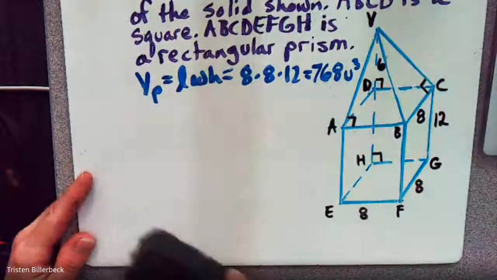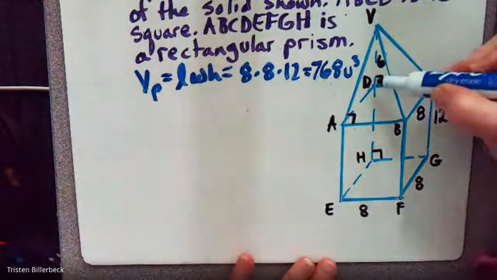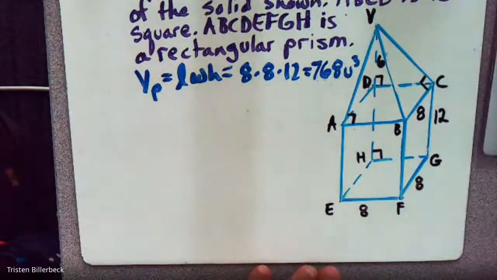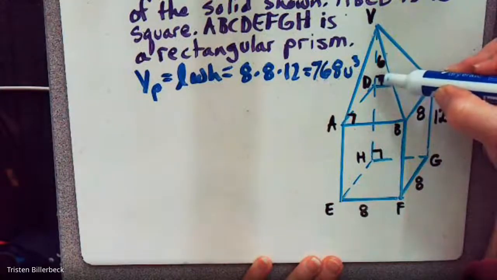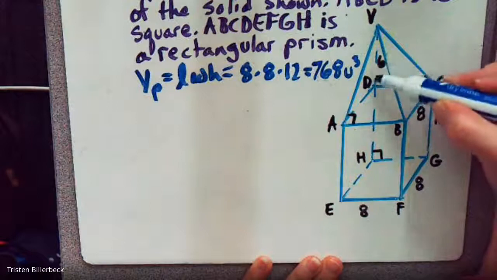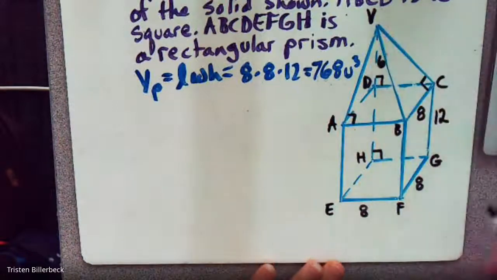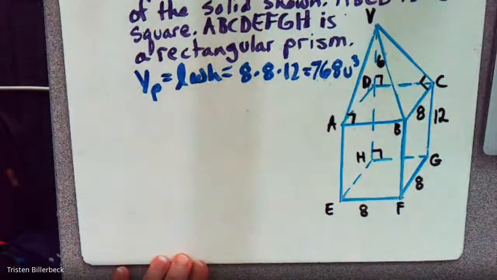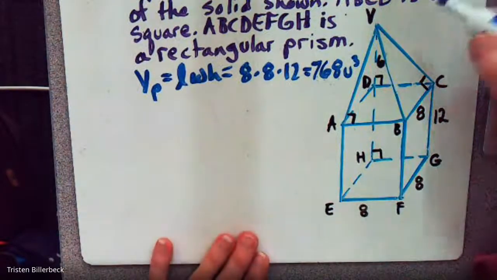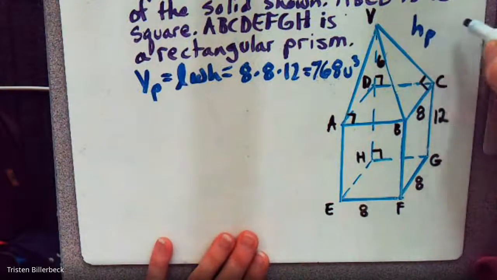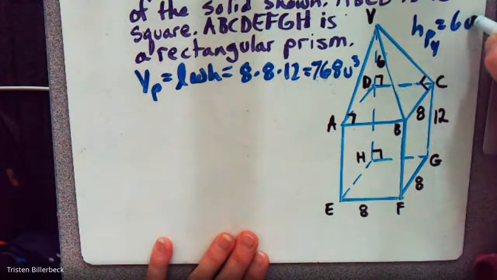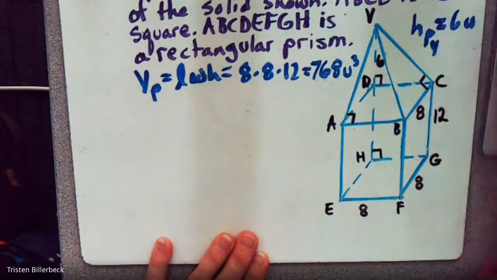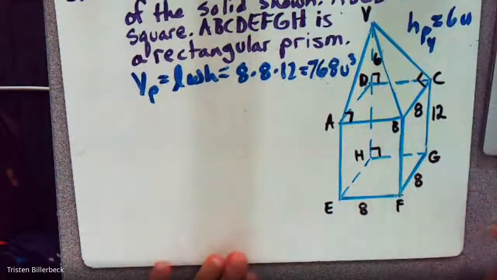Now, this one's an unusual little prism because it's not a right prism, but see how this line here goes all the way here and it's at a right angle? So that tells us that this is the height of that prism, and not the prism, the pyramid. So the height of the pyramid is 6 units.